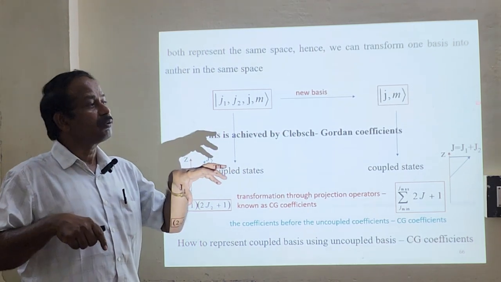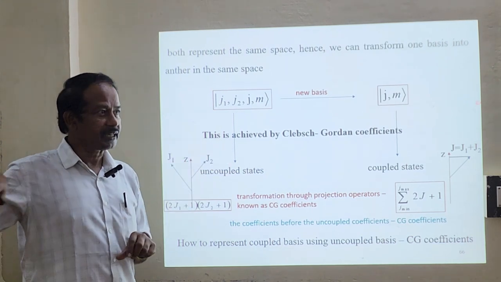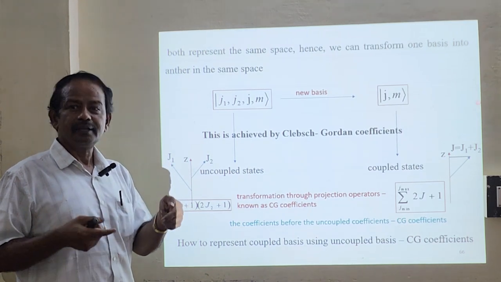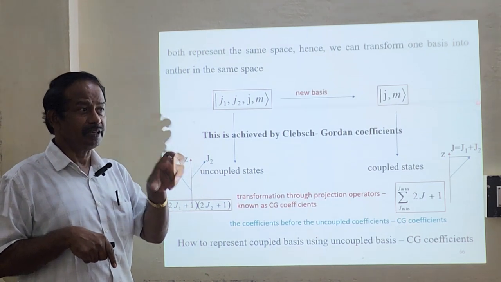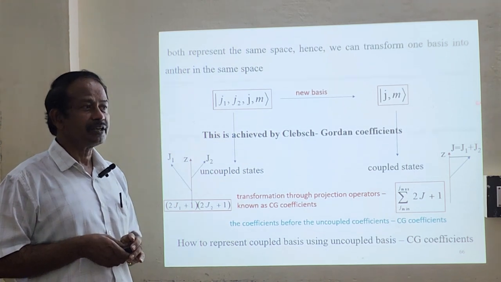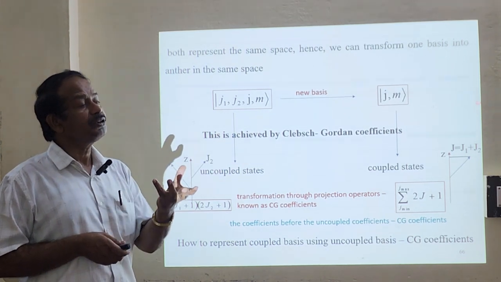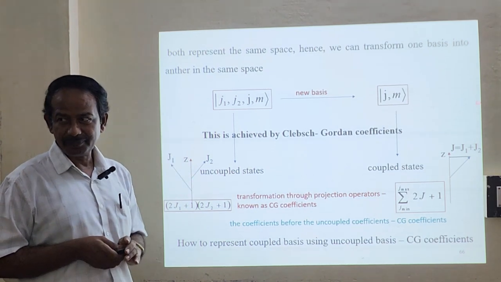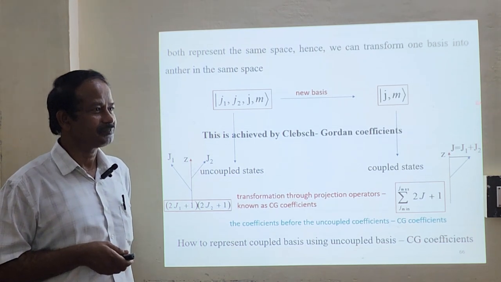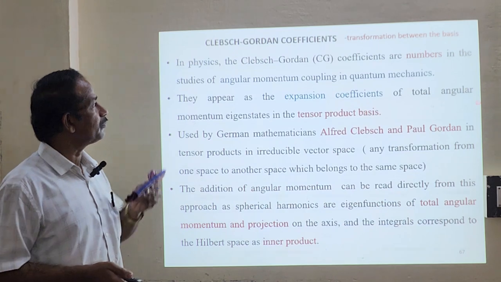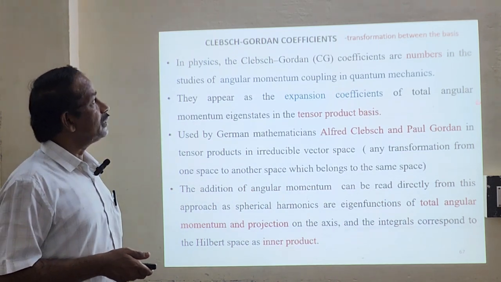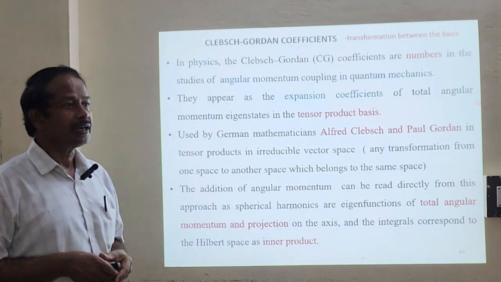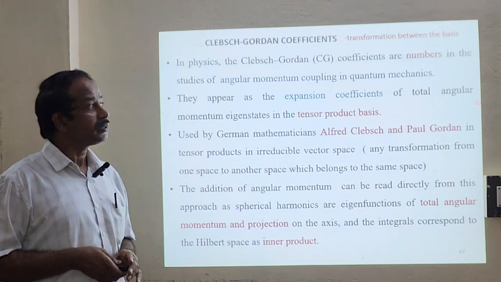As I said, we are going to transform from one basis into another basis, from uncoupled basis to coupled basis through a projection operator, and the projection operators will have some values. Those values are called Clebsch Gordan coefficients, and we are going to make these values into a matrix. Surely it will be a unitary matrix, so we will have a unitary transformation. We will be looking at this slowly, one by one. So now the next title will be Clebsch Gordan coefficients.